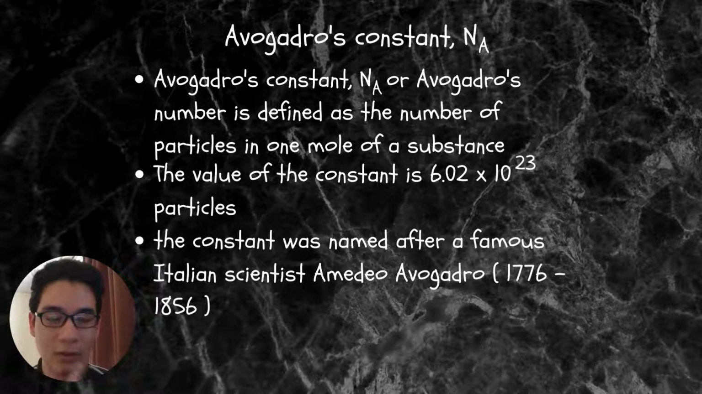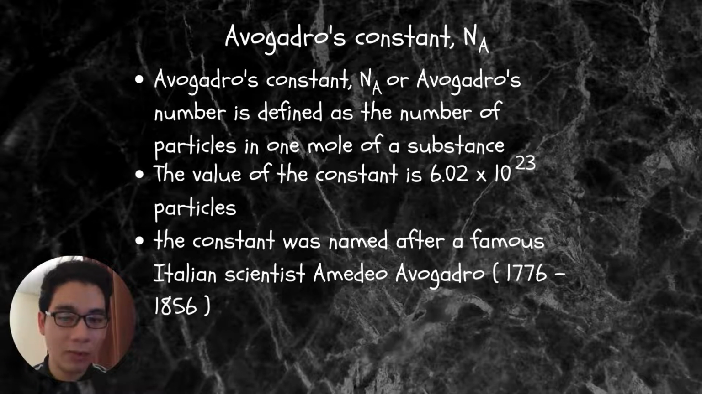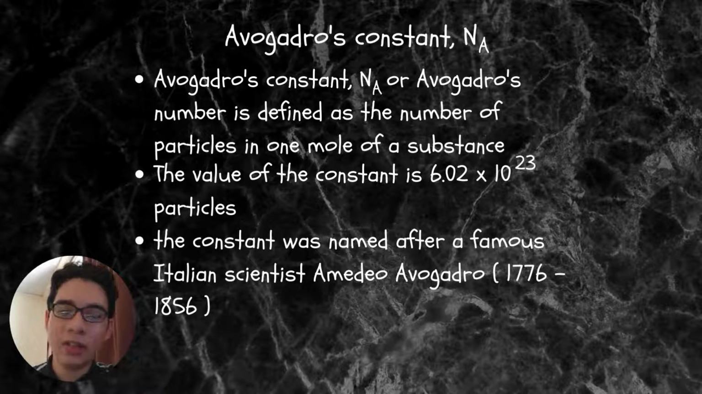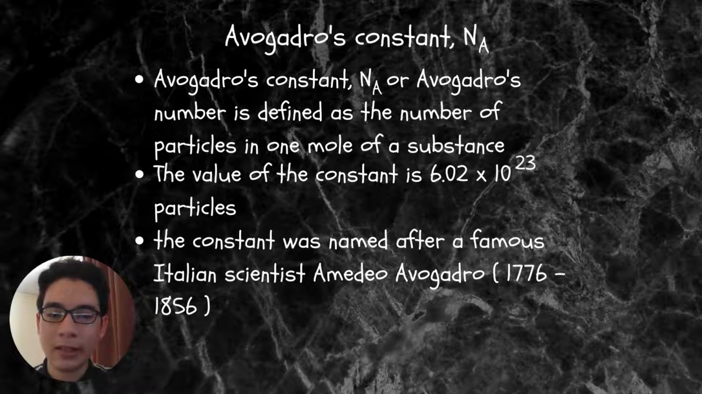See, the number of the constant is similar to the number of one mole. So one mole is equal to Avogadro's number, 6.02 times 10 to the power 23 particles. Like I said, particles could be anything. The constant was named after a famous Italian scientist, Amedeo Avogadro, who lived from 1776 and died in the year 1856.